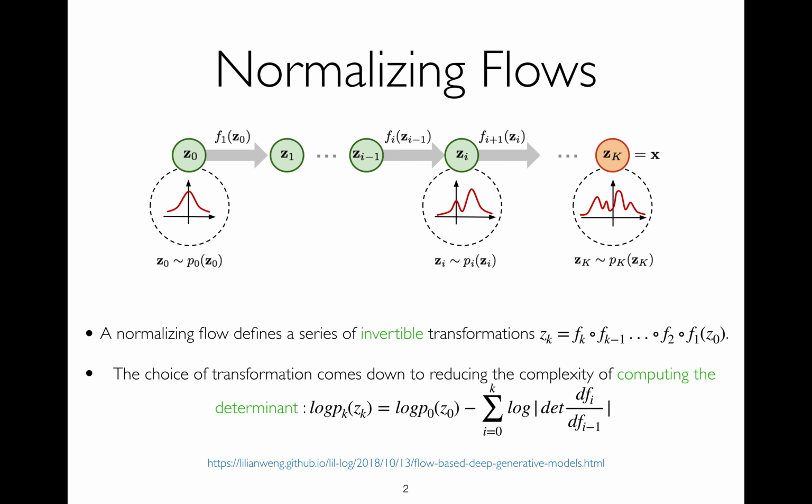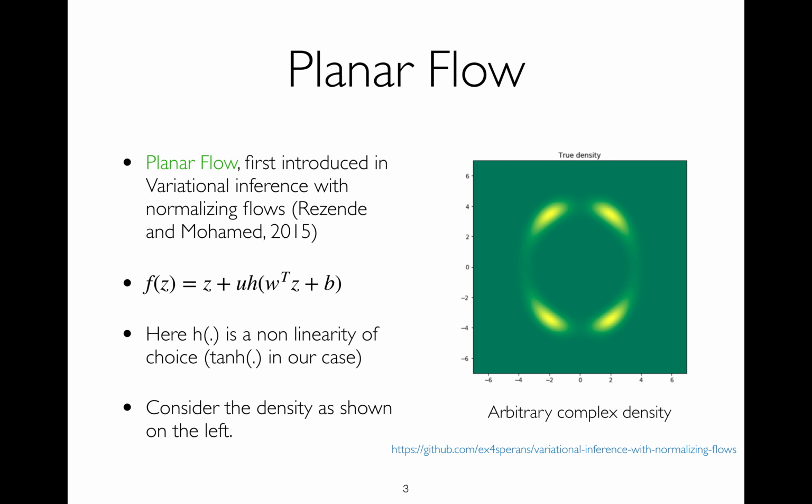Usually the choice of transformations in a flow comes down to reducing the complexity of computing the determinant. One of the first flows that I looked at was called planar flow, which was introduced in one of the papers that I did. Here we take f of z and we use the weights and a bias term and a scale term. And in principle, if you develop enough of these flows, you can target any arbitrarily complex density.